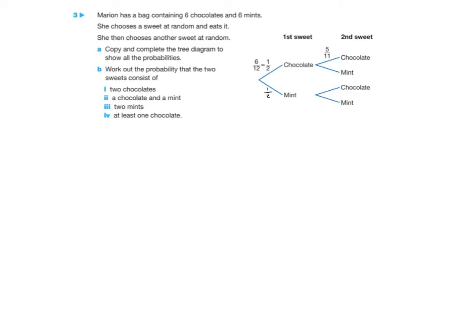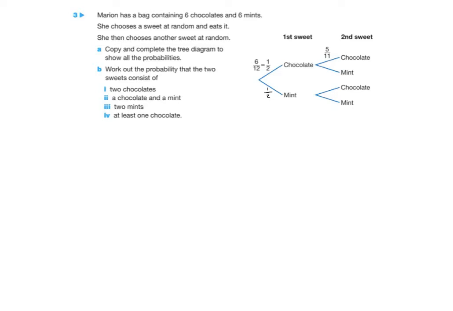This one here, 5/11. Now, why has it gone to 5/11? Because she's taken out 1 chocolate, so that goes down by 1 to 5, and the total number of things was 12, and now that's decreased by 1 as well to 11.